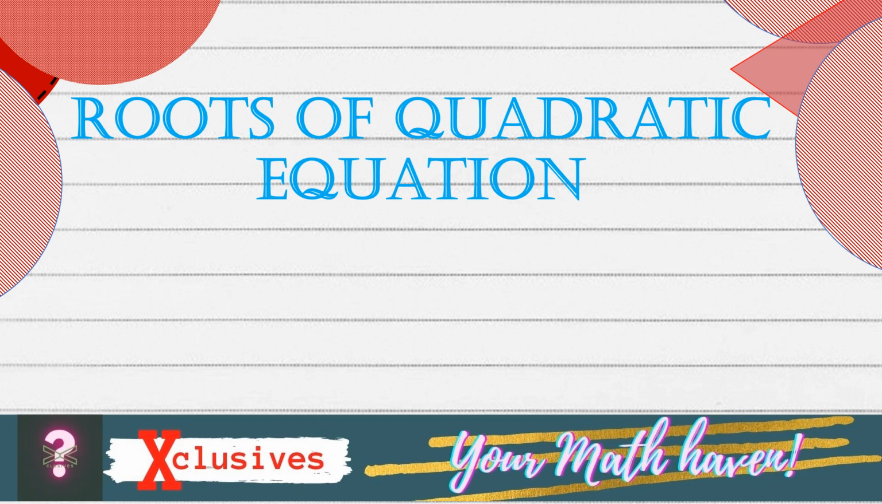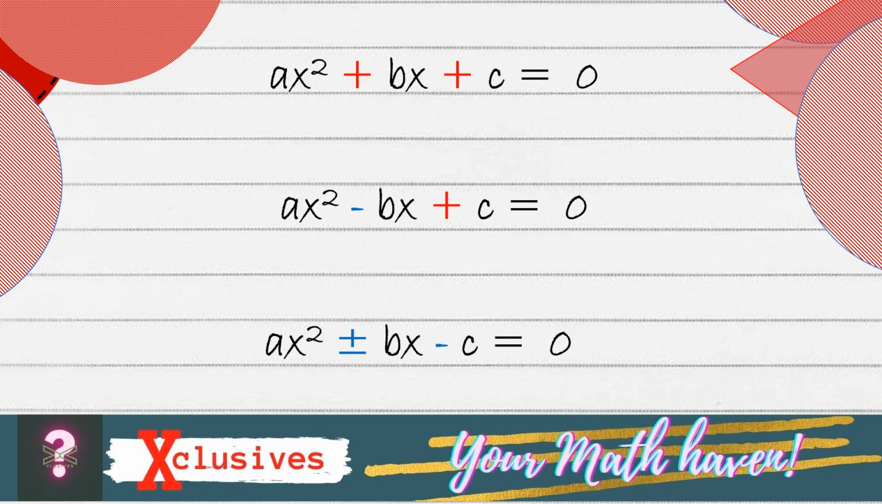Now for this lesson, we are going to solve the roots of a quadratic equation using factoring if our a is equal to 1. So we have a pattern here. Our first pattern is if our b is positive and our c is also a positive value, so the pattern is x plus and x plus.